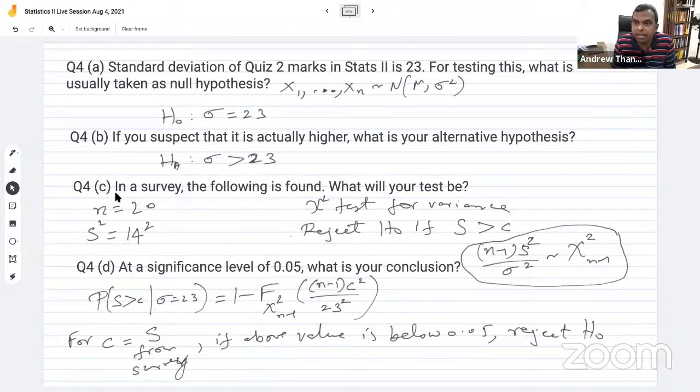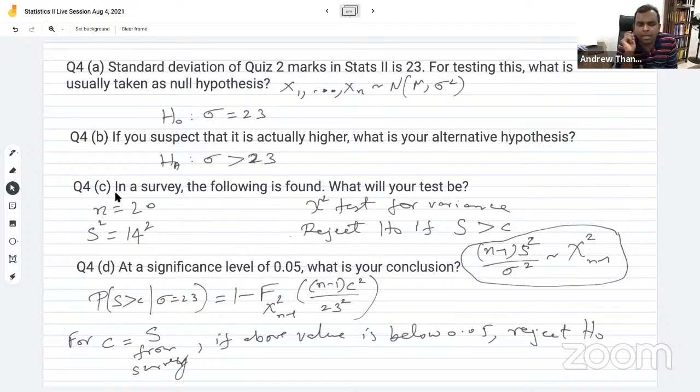If you want to find the type 1 error probability, it is the probability that S is greater than C given sigma equals 23. The chi-square distribution is built from normal 0, 1 variables, so it works with the centralized version of the normal distribution. So it only depends on the degrees of freedom. That's the answer to Shreya's question on why the chi-square depends only on degrees of freedom. Normally you would have mu and sigma squared, but this works with the normal 0, 1 distribution.